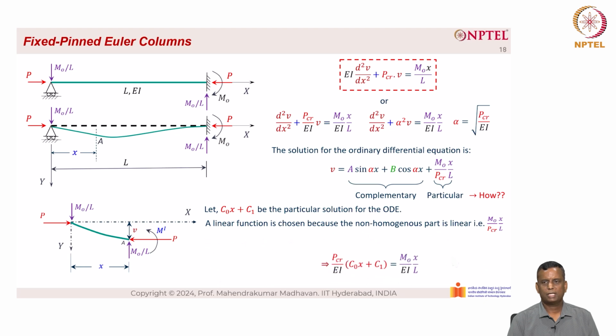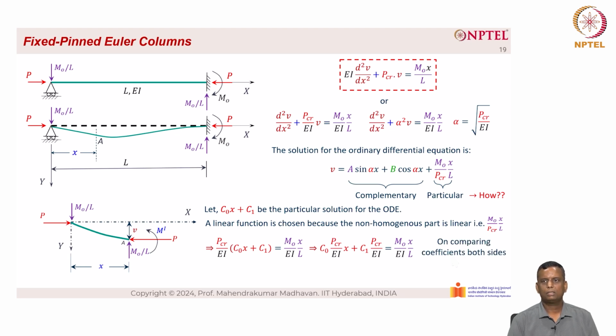When we compare both sides after expanding, we have C0 into P critical by EI into x plus C1 into P critical by EI is equal to M0 by EI into x by L. On comparing the coefficients on both sides, C0 into P critical by EI is equal to M0 by EI into 1 by L, which implies C0 equal to M0 by P critical into 1 by L, because the EI on both sides gets cancelled. And C1 into P critical by EI is equal to 0, which indicates C1 equal to 0. So we have the constant C0 equal to M0 by P critical into 1 by L and C1 equal to 0.